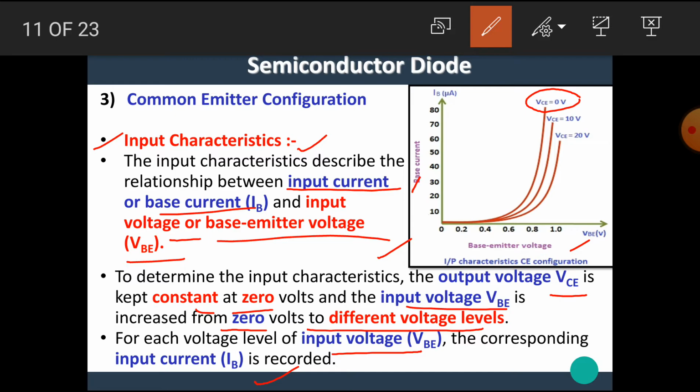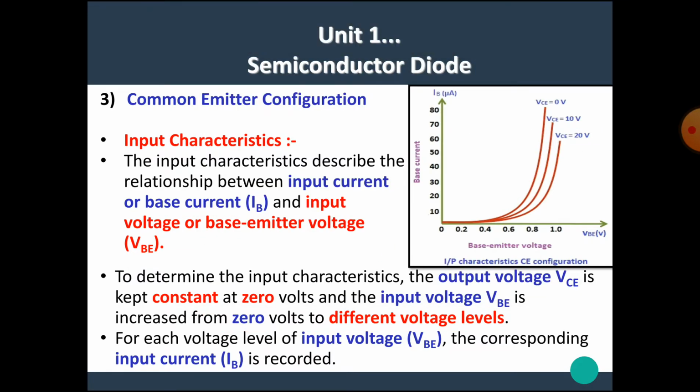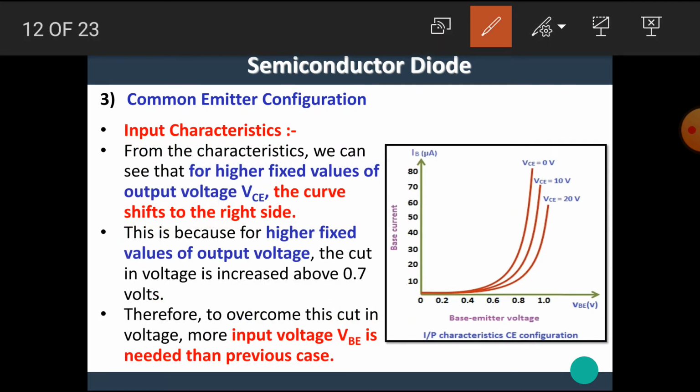The first case is VCE kept constant at 0 volt, then we get this graph. Then after increasing VCE to 10 volt, we get this graph, and so on we get different curves at different output voltage levels. I hope you all understand the input characteristics of the common emitter configuration.